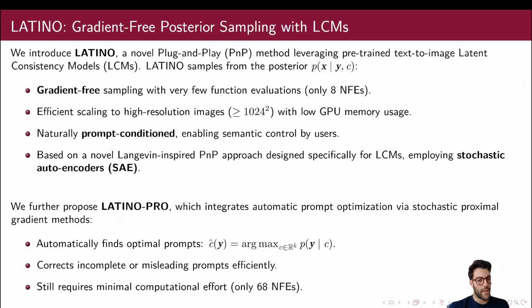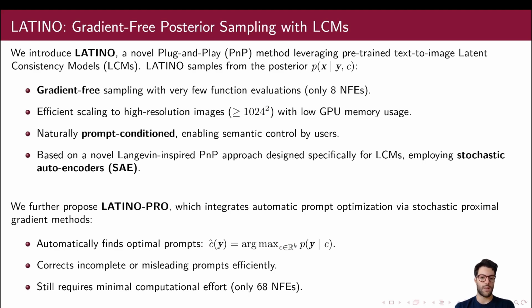So we are ready now to finally introduce what we are actually presenting, which is the algorithm called LATINO. The idea of LATINO is to use these latent consistency models to solve inverse problems. And in particular, since these models usually require just a few iterations, this method will automatically be fast. We require a few neural function evaluations. In particular, we stick to 8.